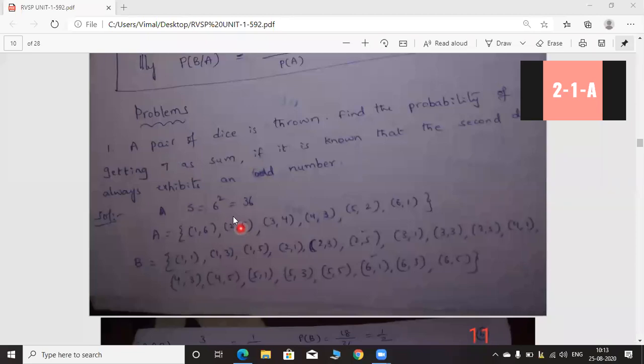Similarly, for the next combination, 2 comma 5. On the first die we got 2, on the second die we got 5. So the sum of these two, 2 plus 5, is equal to 7. Again the sum is satisfied. For the third combination also, on the first die we got 3, on the second die we got 4. So 3 plus 4 is 7. For the fourth combination, on the first die we got 4, on the second die we got 3. So 4 plus 3 is again 7. So for each and every combination, the sum is 7 only. The sum of the two numbers on the two dice must be 7.